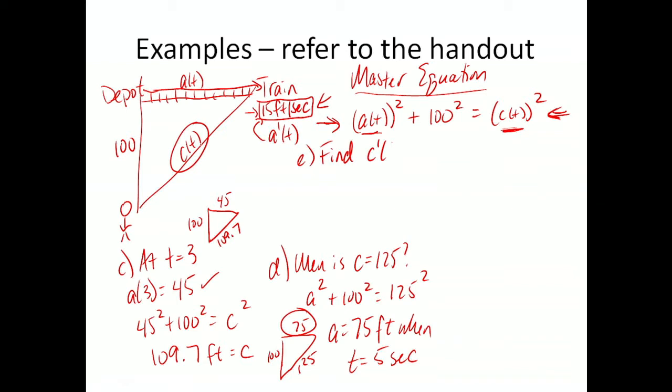Well, it says find the rate at which the distance between me and the train is changing when the train is 125 feet away from me. Oh, wait a minute, that sounds familiar. In part D, that was exactly what I computed, wasn't it? I figured out that time 5 is the moment when the train is 125 feet away from me. So what I'm really asking in this problem is: compute c prime at time 5.